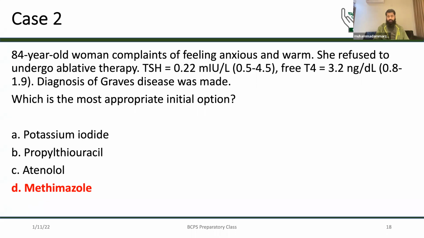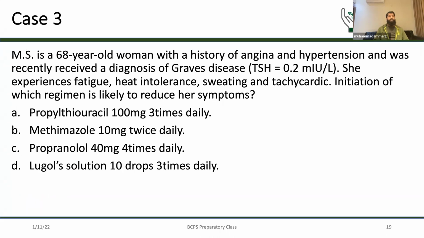So let's see another case. This is also related to the concepts we already discussed. A 68 years old woman with a history of angina and hypertension. So there is a history of cardiovascular disease. This is very important. She was recently diagnosed with Graves' disease. She experiences fatigue, heat intolerance, sweating, and tachycardia. Typical symptoms of hyperthyroidism. Initiation of which regimen is likely to reduce her symptoms?